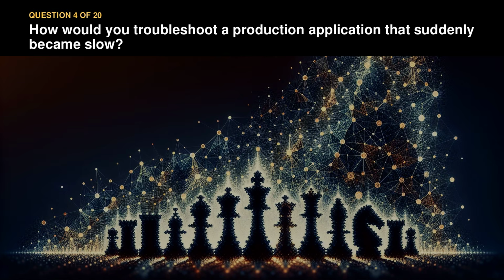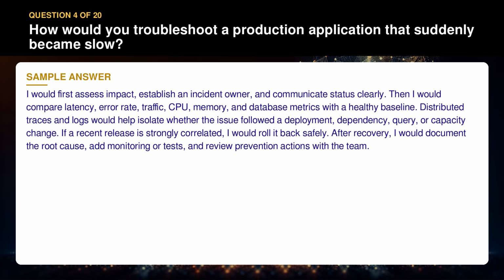Question 4. How would you troubleshoot a production application that suddenly became slow? I would first assess impact, establish an incident owner, and communicate status clearly. Then I would compare latency, error rate, traffic, CPU, memory, and database metrics with a healthy baseline. Distributed traces and logs would help isolate whether the issue followed a deployment, dependency, query, or capacity change. If a recent release is strongly correlated, I would roll it back safely.